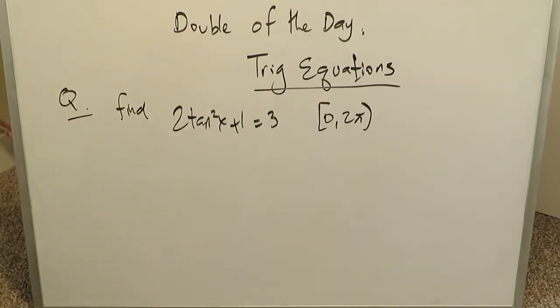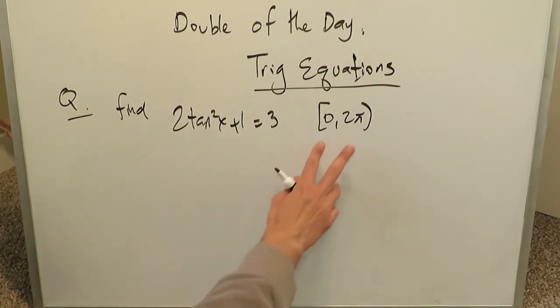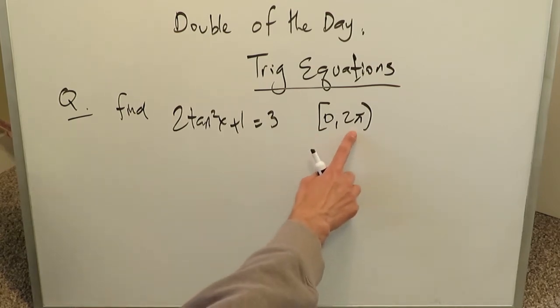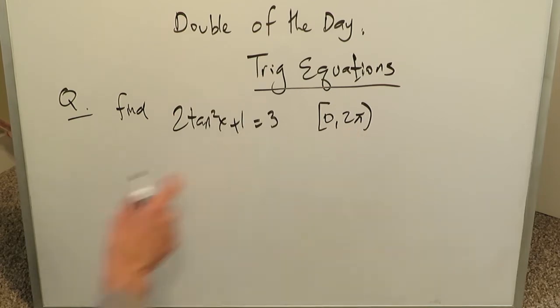If you were to memorize these particular angles, it would help you a lot in these type of questions. So the first question is this: you have to find the value of x in this equation, 2 tan square x plus 1 equals 3, given the domain 0 to 2 pi, including 0 but up to and not including 2 pi. How do you go about doing this? It's algebra, but disguised in the form of trigonometry.